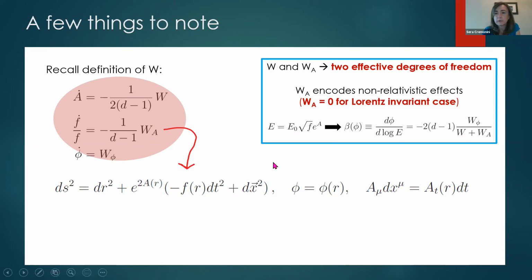Another thing to... Sarah, sorry. Is WA the derivative of W with respect to A? Yes. So W is a function of 2 variables. Okay, so it's not an independent function then, WA. It's a function of 2 variables. That's right.